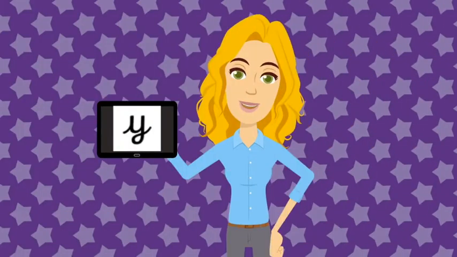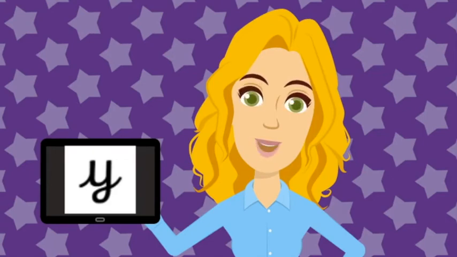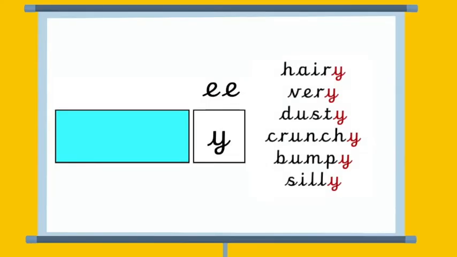One of the easiest alternative ways of spelling the E sound or phoneme is using a Y at the end of words. This is really common and is easier than you'd think for the children to remember. By this stage, the children will remember that a Y at the beginning of words makes a Y sound, like in yes, yet, or yell. When there is a Y at the end of words, it usually creates an E sound or phoneme. We can usually find this in words like hairy, very, dusty, crunchy, bumpy, or silly.